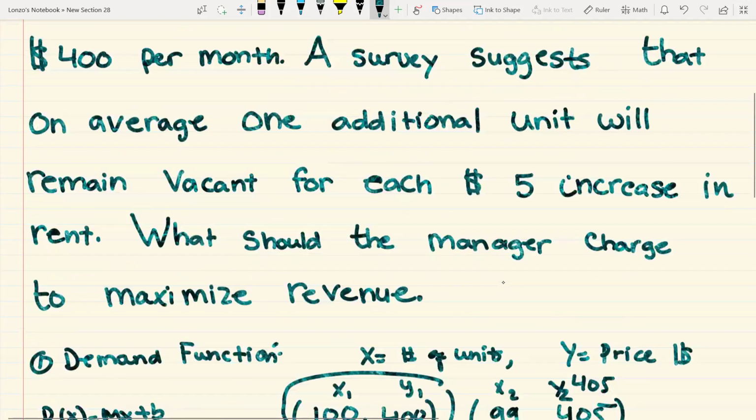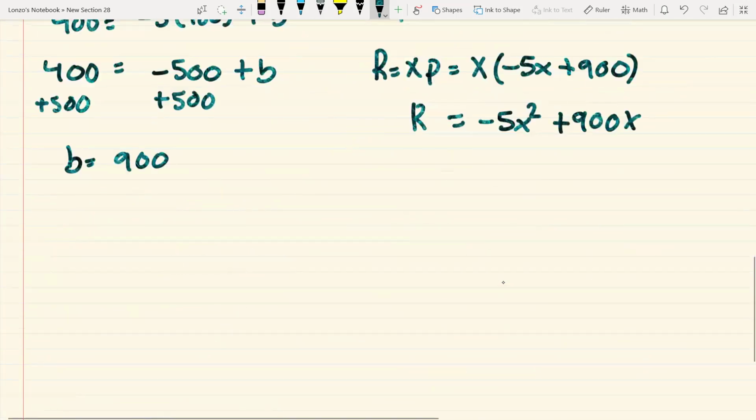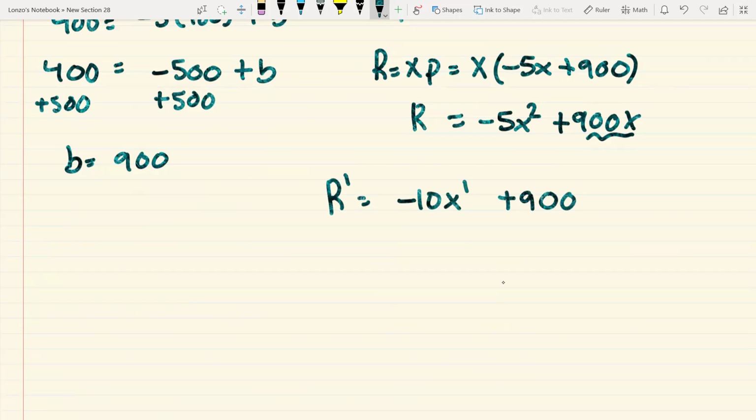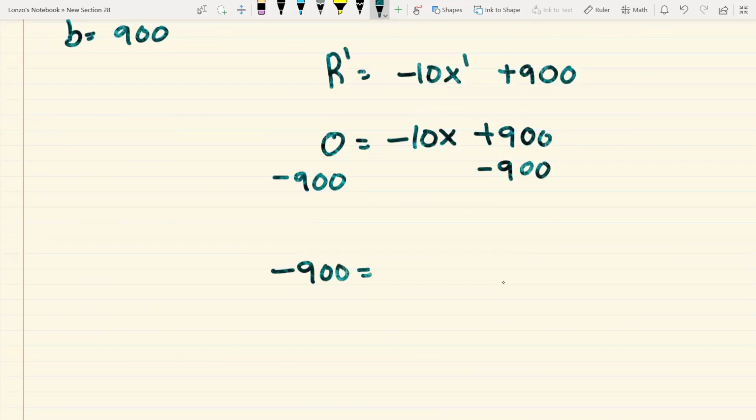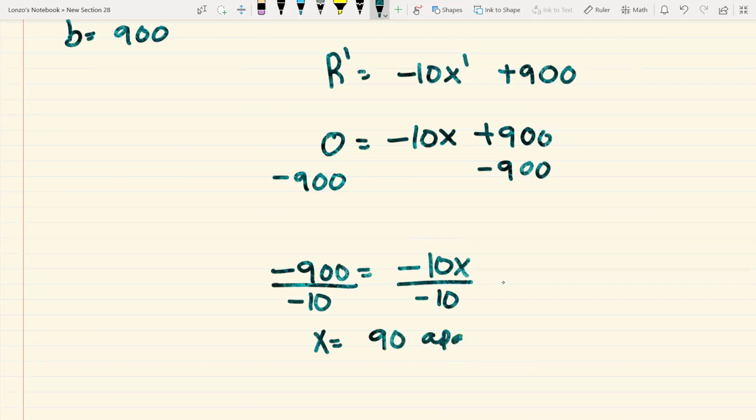Now what we're trying to do is find the maximum revenue. So you first take r prime and set it to 0. R prime is negative 10x, and the derivative of 900x is 900. Set this to 0 and continue solving for x. I'm going to subtract 900, then divide both sides by negative 10, and you get x equals 90 apartments. So this is the number of apartments you should rent in order to get the maximum revenue.